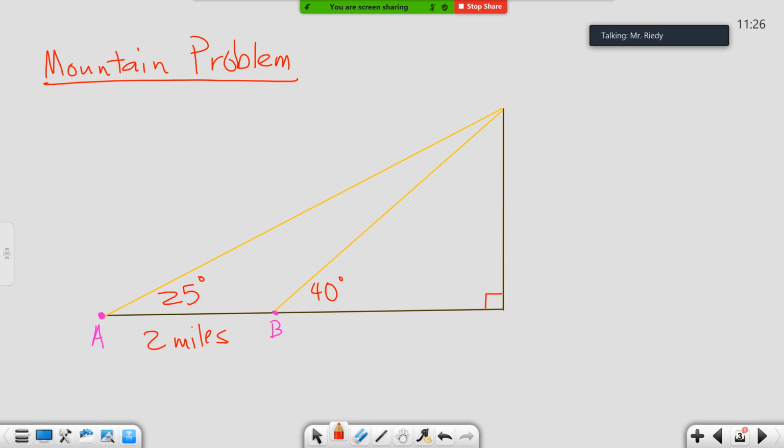All right, Jessa, how many triangles are in this picture? 3. Nice. Good. How many of those 3 triangles, Jessa, are right triangles? 2 of them. Hot diggity.